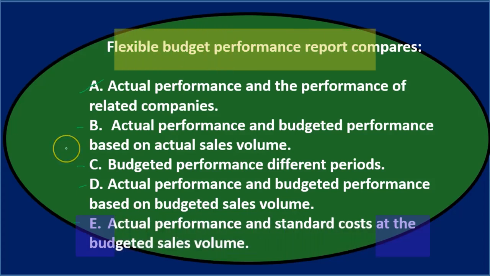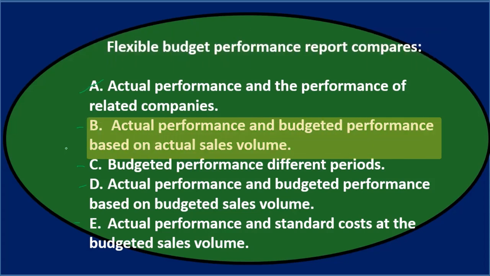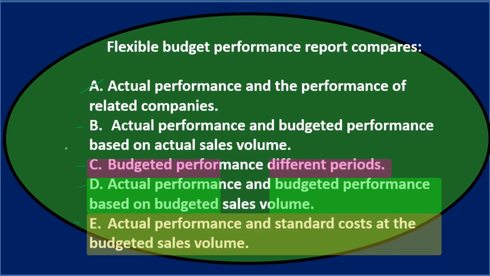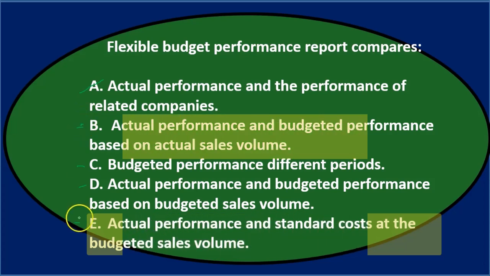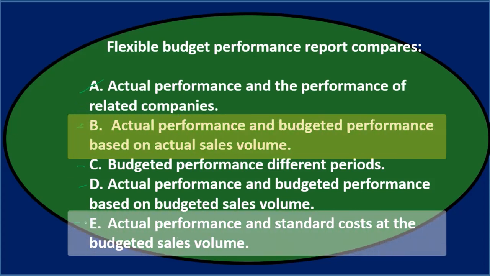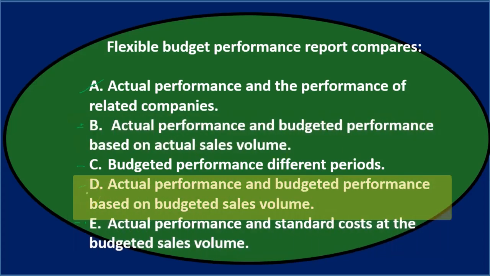Let's go through this again. Flexible budget performance report compares either B, actual performance and budgeted performance based on actual sales volume, C, budgeted performance different periods, D, actual performance and budgeted performance based on budgeted sales volume, or E, actual performance and standard cost at the budgeted sales volume. Now note that of these answers, B and E sound really similar, and D sounds kind of similar too as well. So we'd want to compare the differences between those items.